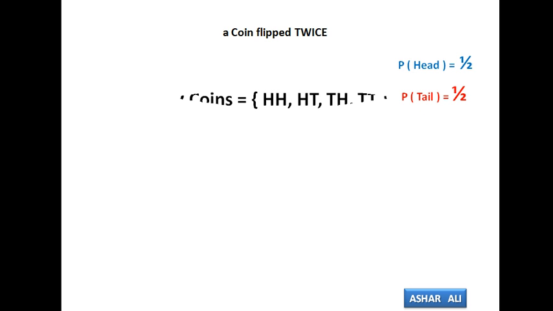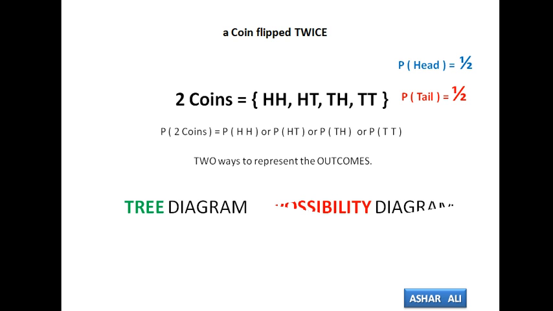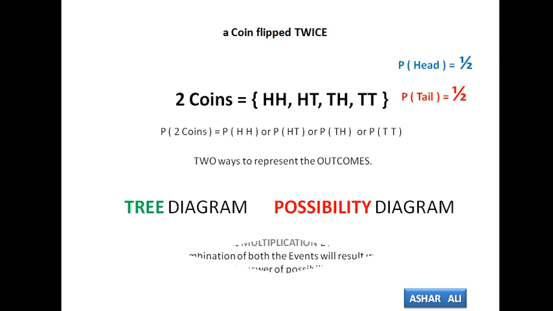A coin flipped twice. When a coin is flipped twice, the outcomes change. They can be head and head, head and tail, tail and head, or tail and tail. There are two ways to represent the outcomes. The first is a tree diagram and the second is a possibility diagram. And means multiplication, because the combination of both the events will result in a final answer.